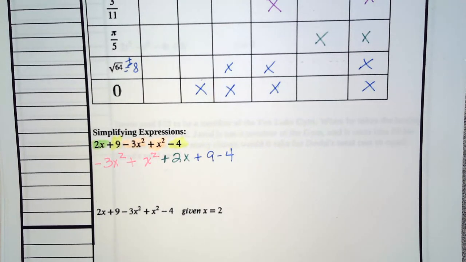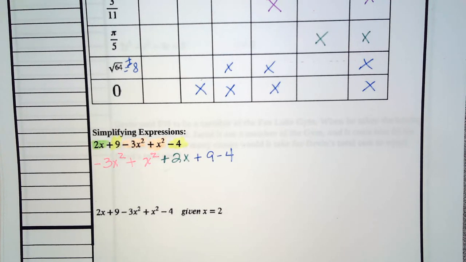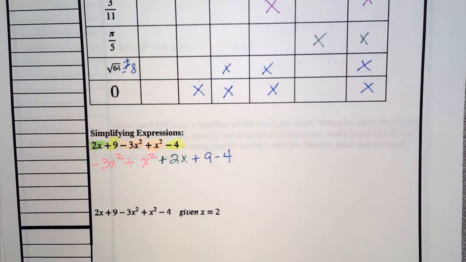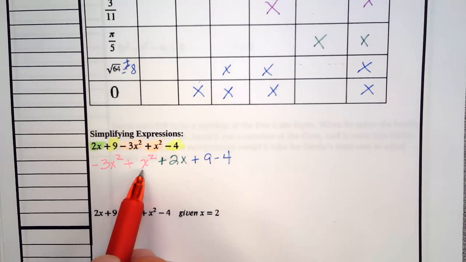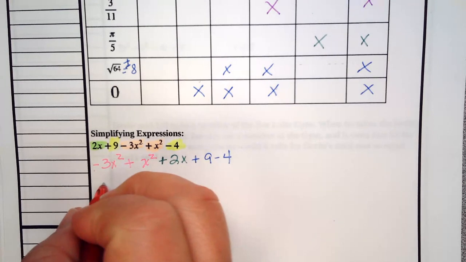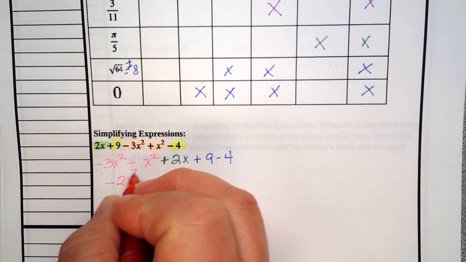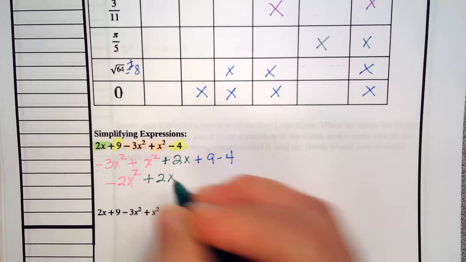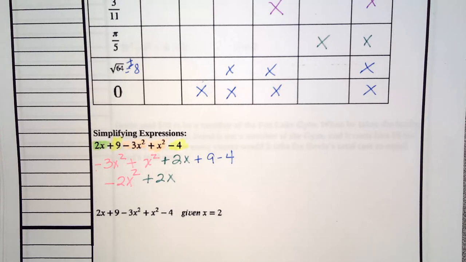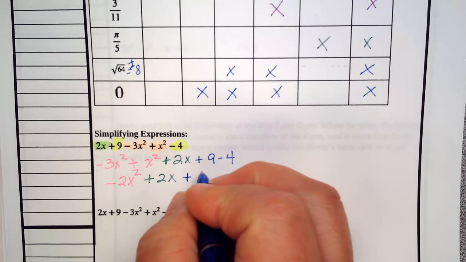Make sure that you're rearranging it, if you need to. As you get more and more comfortable, you'll be able to drop this step and just do it more or less in your head as mental math. Okay, let's go for the next one. What is negative 3 plus 1? 3 minus 1 is 2. Keep the sign of the bigger. So this is negative 2x squared. The 2x is all by itself, so bring down the positive 2x. Then we've got 9 minus 4. Well, 9 minus 4 is a positive 5.